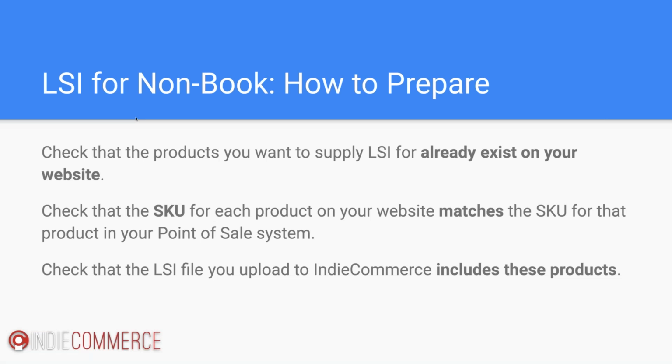So now that we've taken a quick tour of the LSI for non-book, how to prepare, again, check that the products you want to supply LSI for already exist on your site. If they don't exist on the site, you do need to create them. The LSI feed is just the SKU, the quantity, the price. It doesn't include a lot of the metadata you would need to market the product to a customer, like the name of the product, a product image, etc. So you do need to create the products you want to supply LSI for in advance.